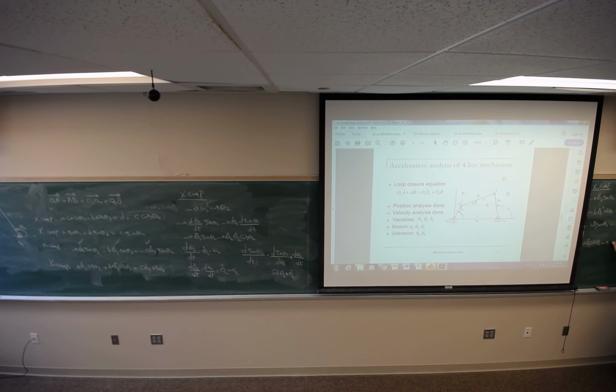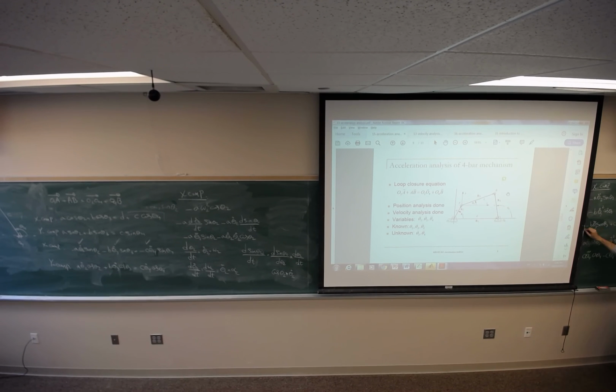Negative a theta dot 2 squared sine of theta 2 plus b theta double dot 3 cosine of theta 3. Is it positive? Yes. Negative b theta dot 3 squared sine of theta 3 equals positive c theta double dot 4 cosine of theta 4, negative c theta dot 4 squared sine of theta 4.